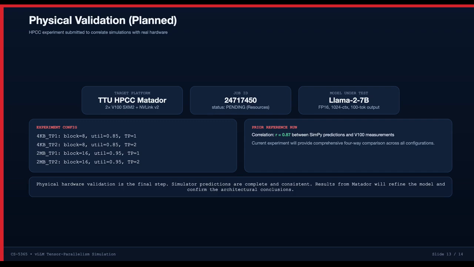Each one pairs a page size with a tensor parallelism level. So the first one will be 4 KB TP1, second will be 4 KB TP2, and then we'll go into the 2 megabyte super pages TP1 and the 2 megabyte super pages TP2. The prior reference run on the right shows the correlation coefficient 87.87 between SimPy predictions and actual V100 hardware measurements.